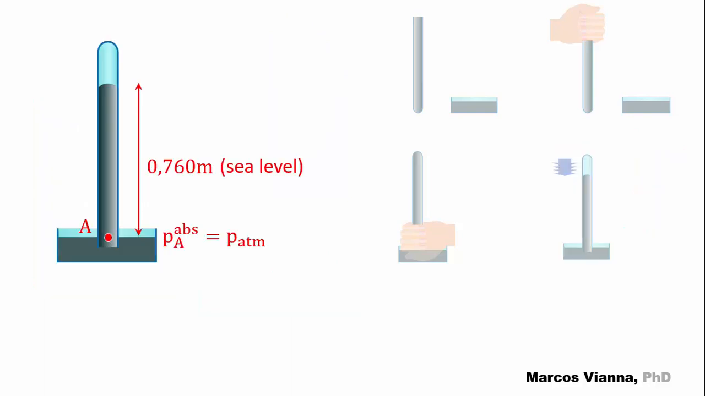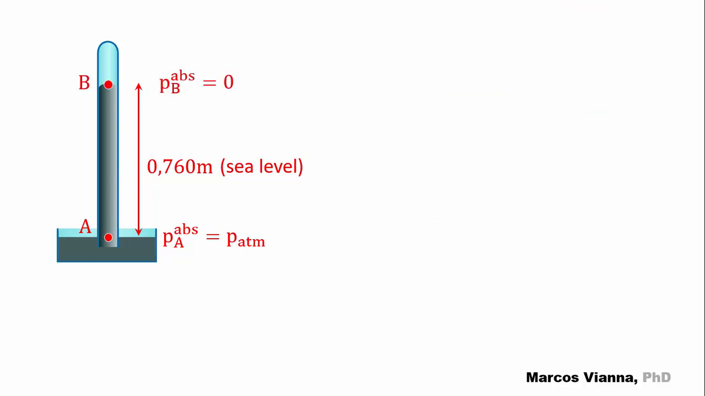When this experiment is performed at the sea level on a sunny day, the mercury column will be equal to 760 millimeters. So, this is what we have. Point A, in which the absolute pressure is equal to the atmospheric pressure. Point B, in which the absolute pressure is equal to 0, and the height between them, which is 760 millimeters. The specific weight of the mercury is equal to 136,000 newtons per cubic meter.